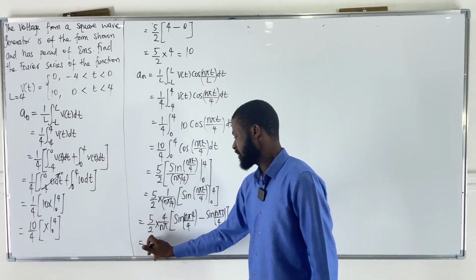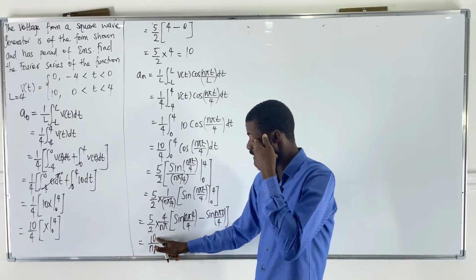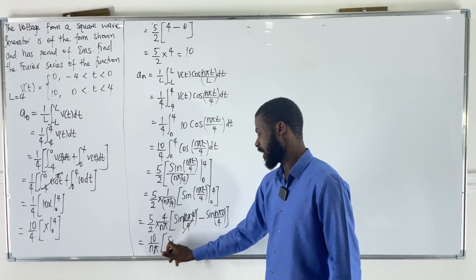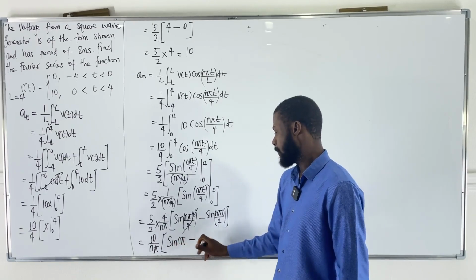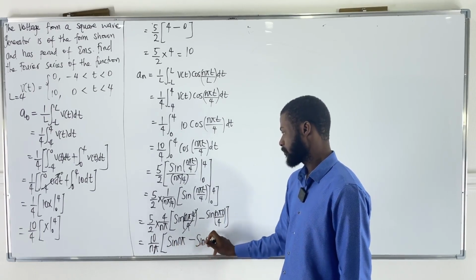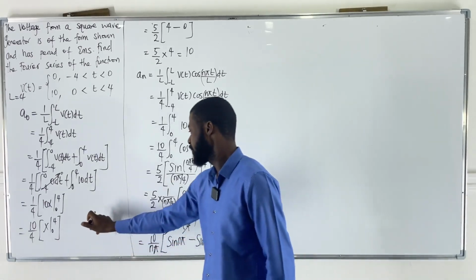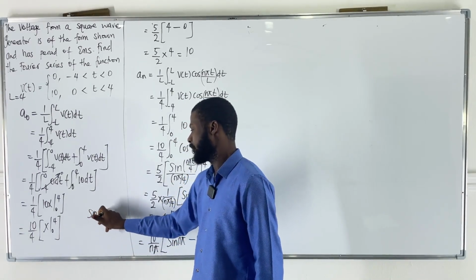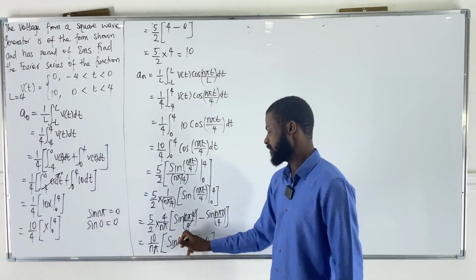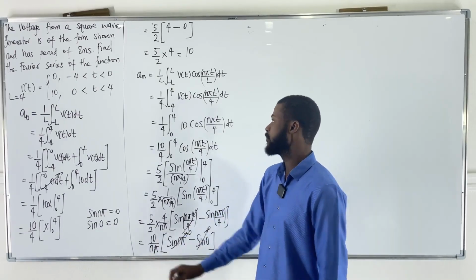Now, this will be giving me 10 over n pi. 5 times 4 is 20, 20 over 2 is 10. Now, the 4 we cancel out, so this is sine n pi. Minus, this is 0, 0 over 4 is still 0, so this is sine 0. Now, remember that when we were doing some other functions earlier on, sine n pi is 0. Also, sine 0 is 0. So this is 0, this is also 0. If these two are 0, that means everything here will just be 0.